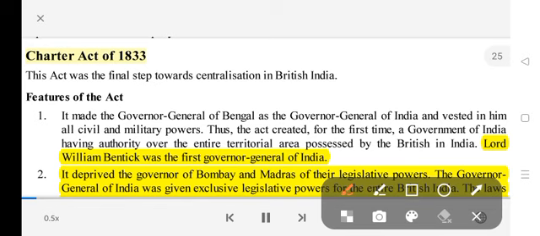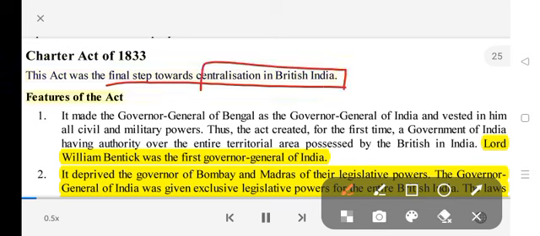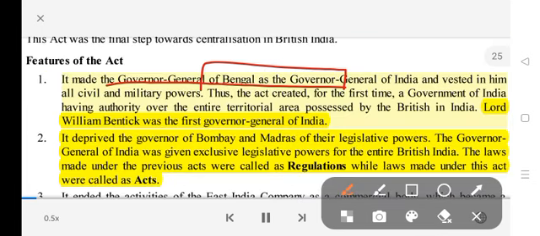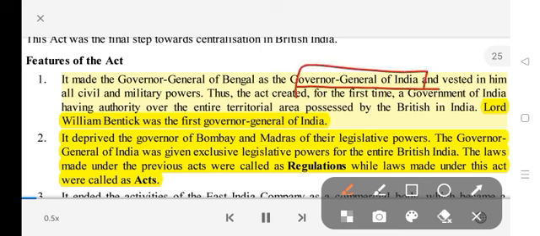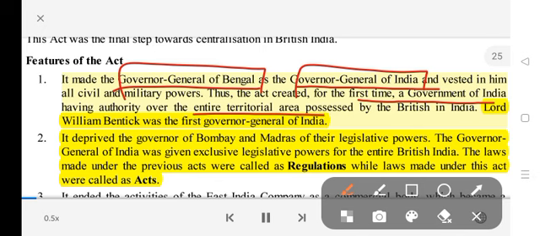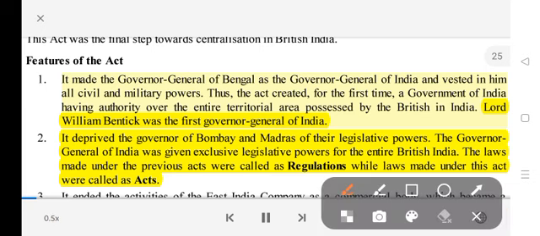Charter Act of 1833. This act was the final step towards centralization in British India. Features of the Act. It made the Governor-General of Bengal as the Governor-General of India and vested in him all civil and military powers. Thus, the Act created, for the first time, a Government of India having authority over the entire territorial area possessed by the British in India. Lord William Bentinck was the first Governor-General of India.